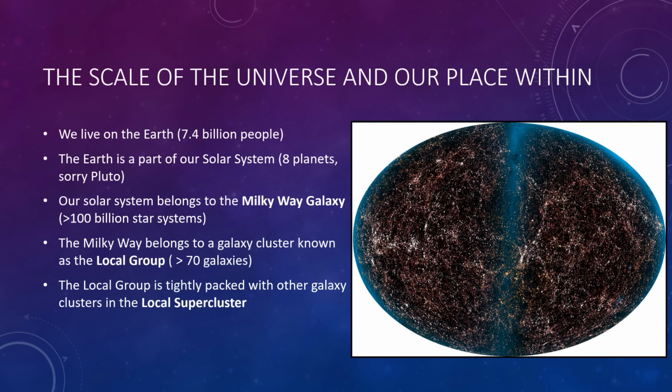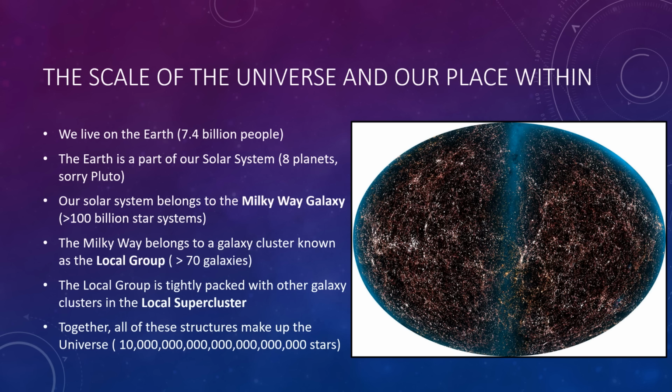Our local group is packed together with other groups in a big cluster that we call the local supercluster. And then together, all of the structures that we find in the universe make up what we see, the entire universe, with a septillion stars. So what you see on the right here is an image of galaxies. Each dot in this image represents a galaxy. So in this image, we actually have over 1 million, which is shown in this graphic.